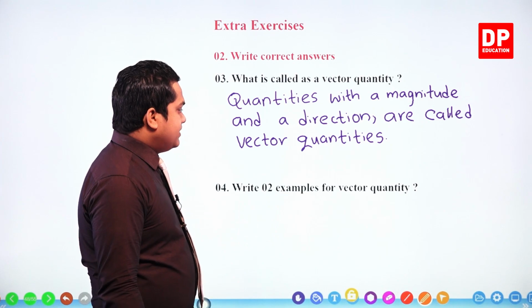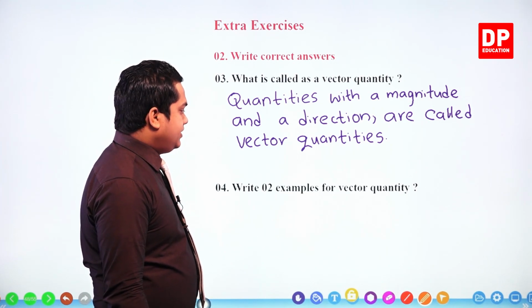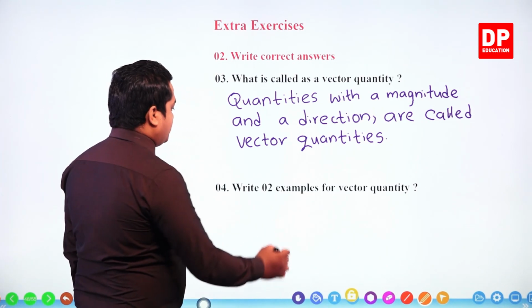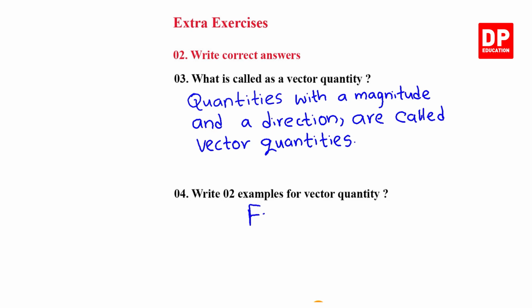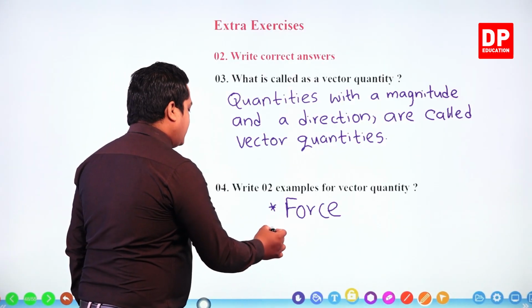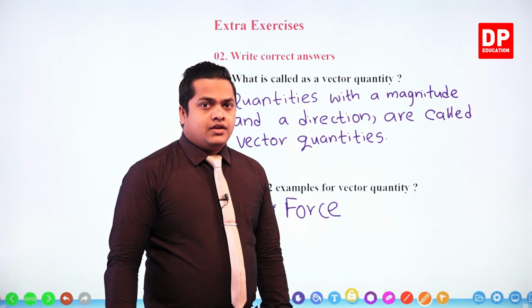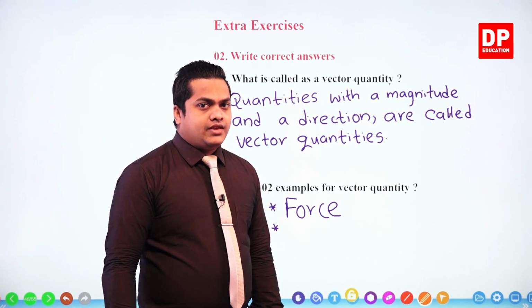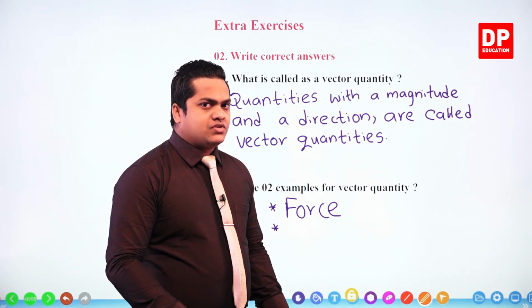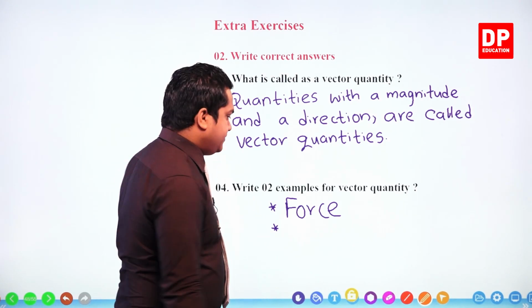Write two examples for vector quantity. Two examples. You know that force is a good example of a vector quantity. The second quantity that we studied as a vector quantity is a type of force which is referred to as the weight.